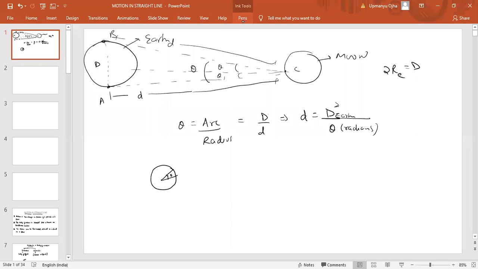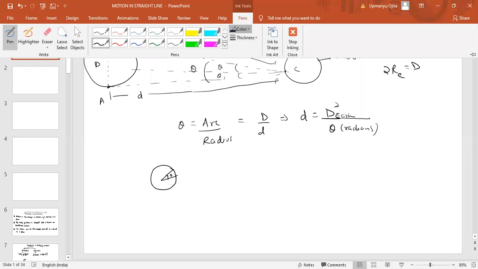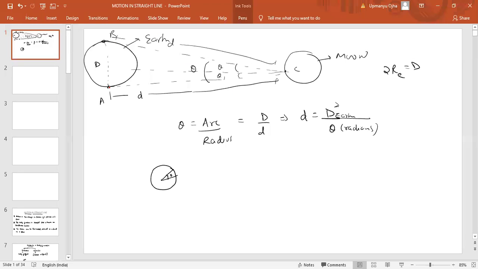So if you think like this, this is the radius r and this is the arc length. This angle is theta. Now the arc length is a straight line here because the distance between the Earth and the Moon is very large. That is why.